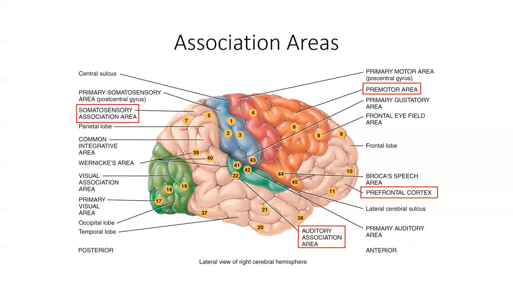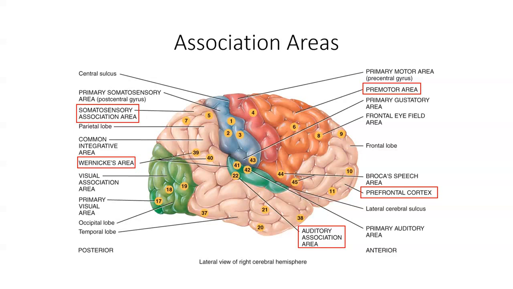Lastly, we have Wernicke's area, which is found in the left temporal and parietal lobes. This area helps interpret the meaning of speech. So it helps recognize the spoken word. It's active as you translate words into thoughts.